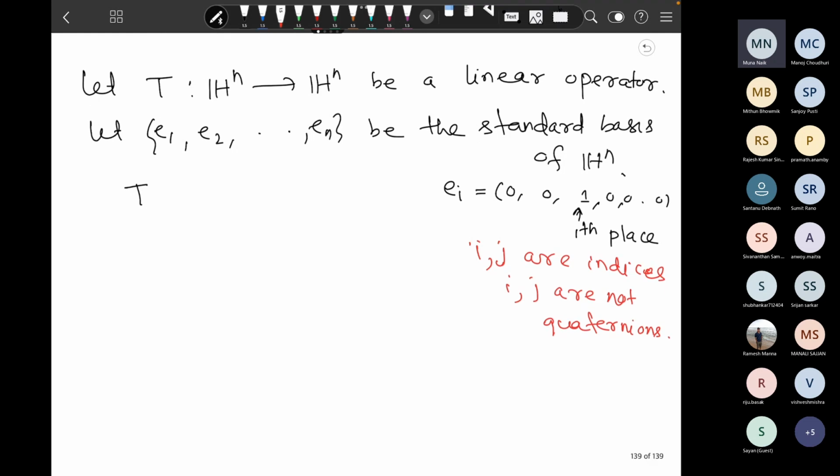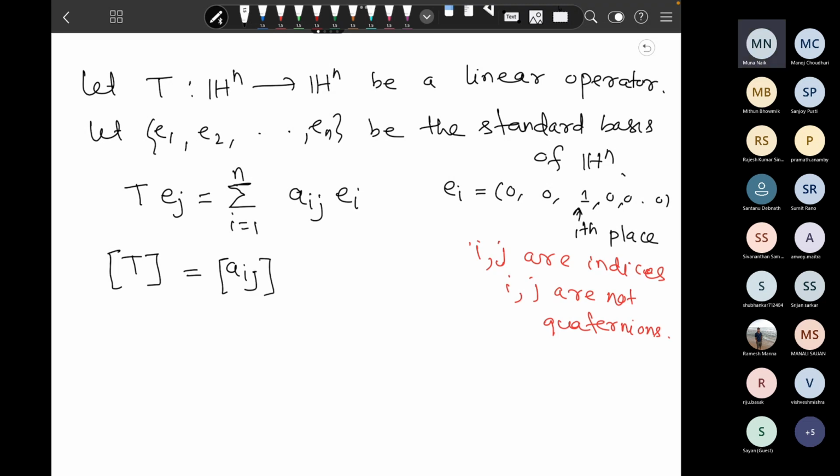This is how you see matrix multiplication. I will take i, j as indices. How do you associate a matrix to a linear operator in the complex case? You write T e_j = sum over i from 1 to n of a_ij e_i. And what is the matrix associated to T? This is nothing but the n cross n matrix (a_ij). This is the thing.